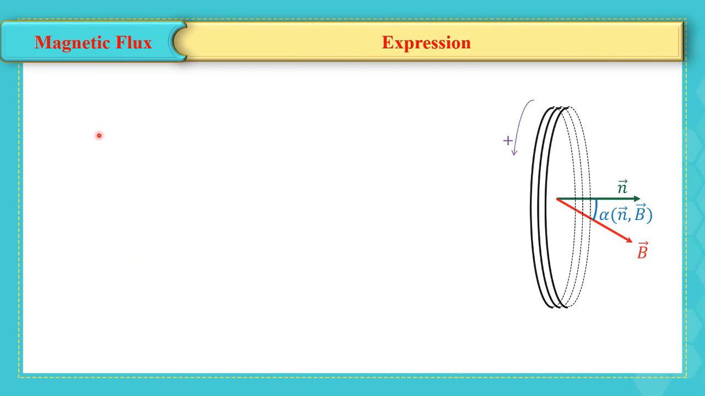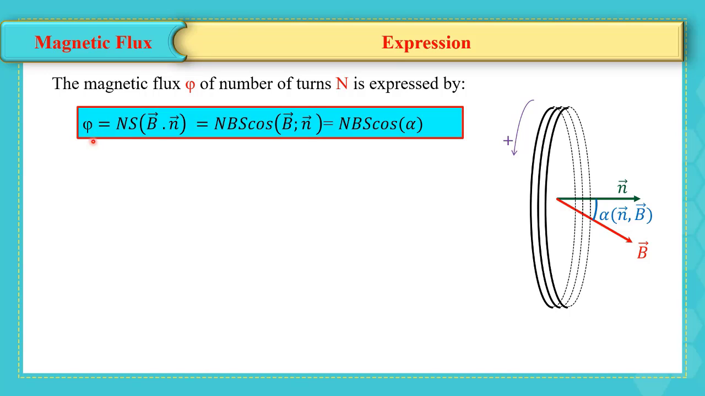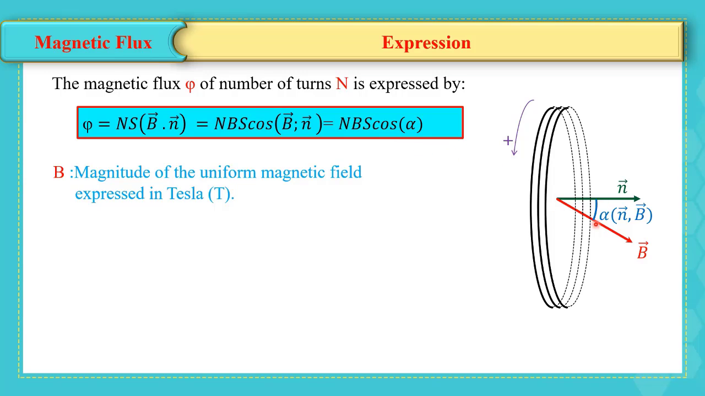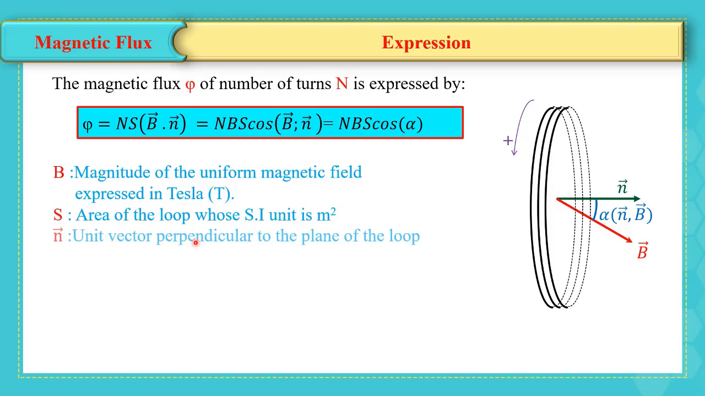Now back to the magnetic flux, its expression is equal to flux equal N S multiplying B vector dot n vector, which is equal to N times B times S times cosine of the angle between B vector and n vector, which is equal to N B S cosine alpha, where alpha is the angle between the normal unit vector n and the magnetic field vector B. B is the magnitude of the uniform magnetic field expressed in Tesla. S is the area of the loop whose SI unit is meter square, and n is the unit vector perpendicular to the plane of this loop.